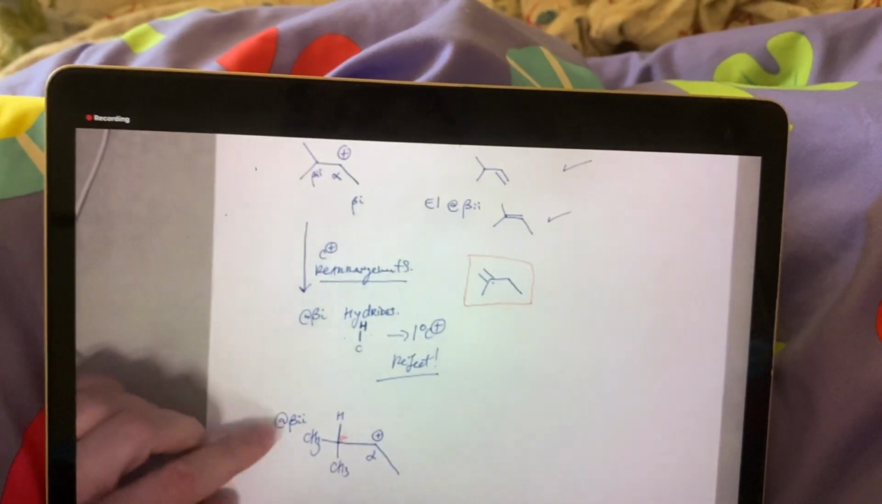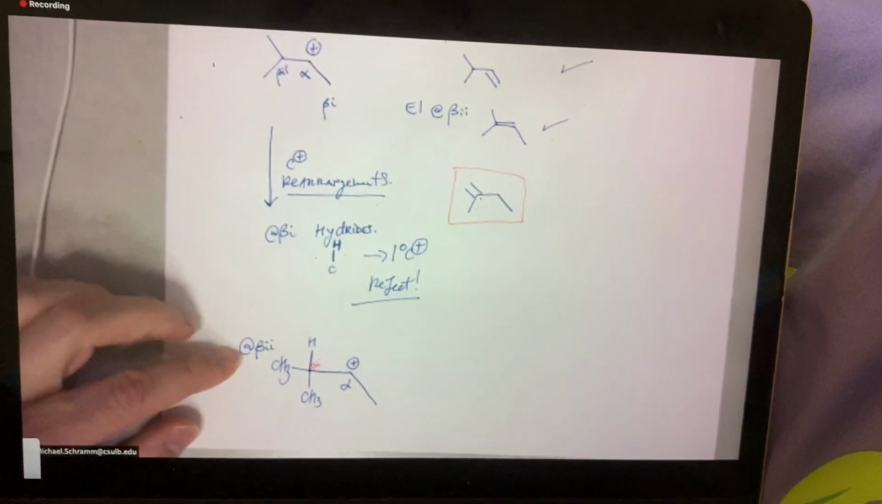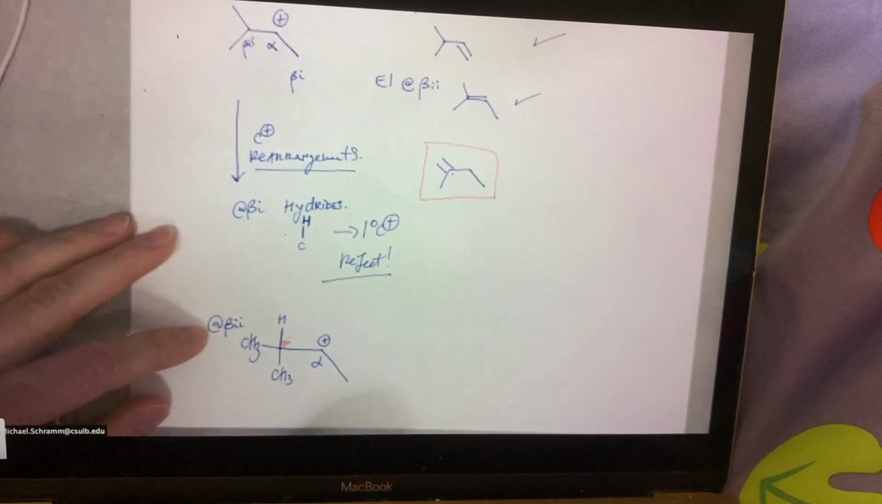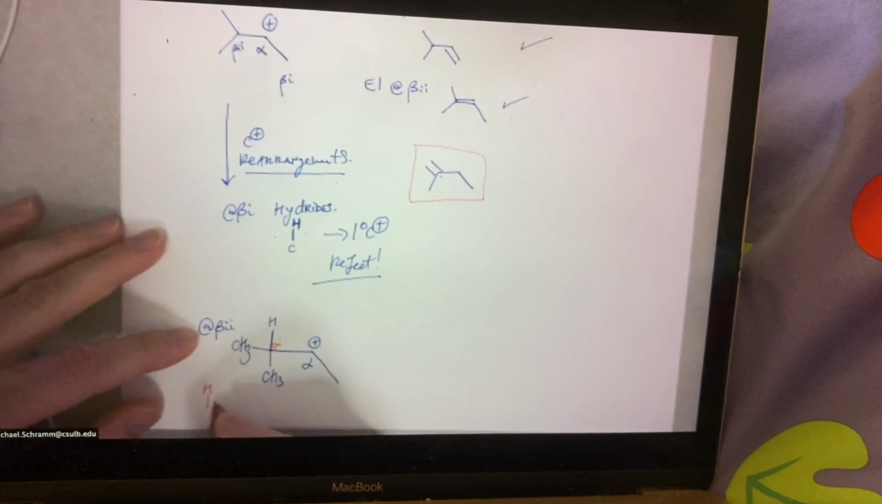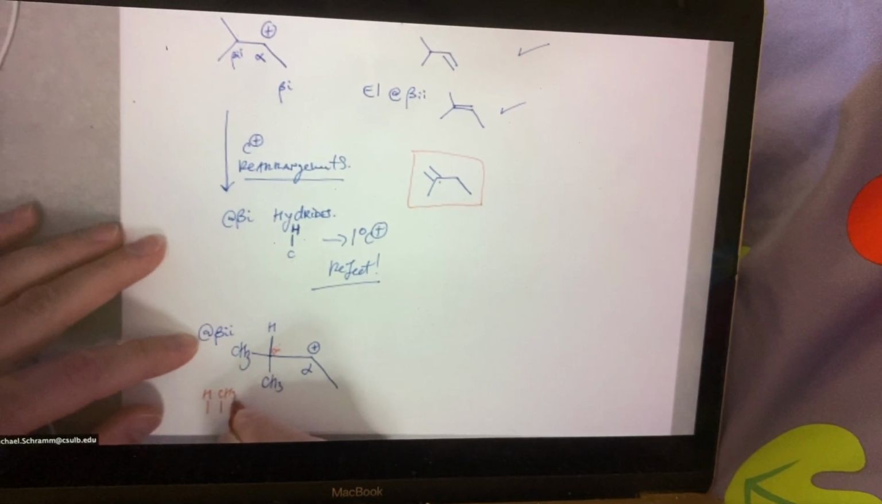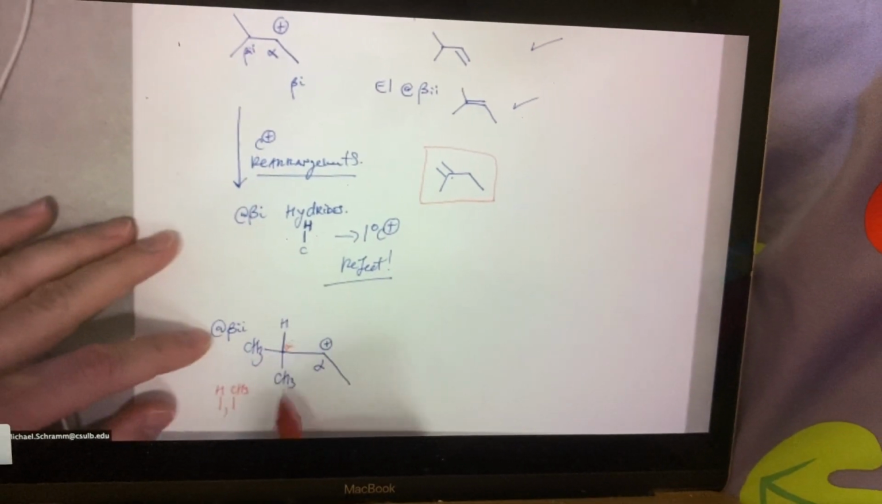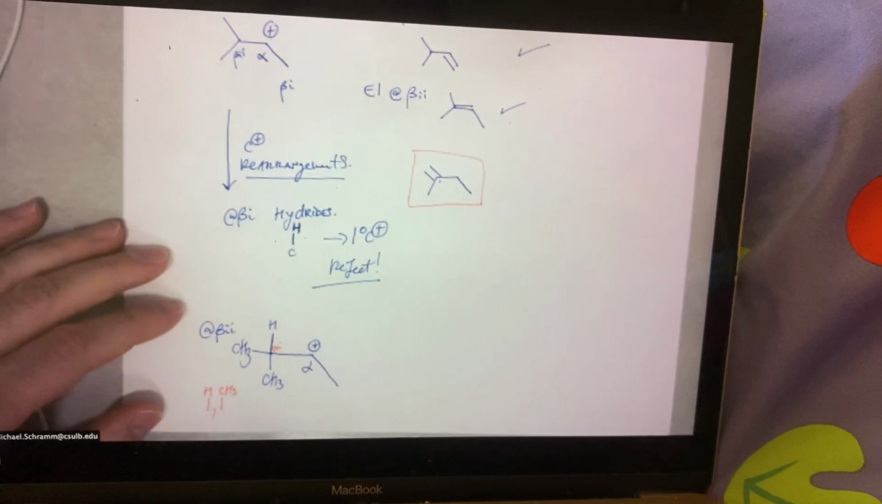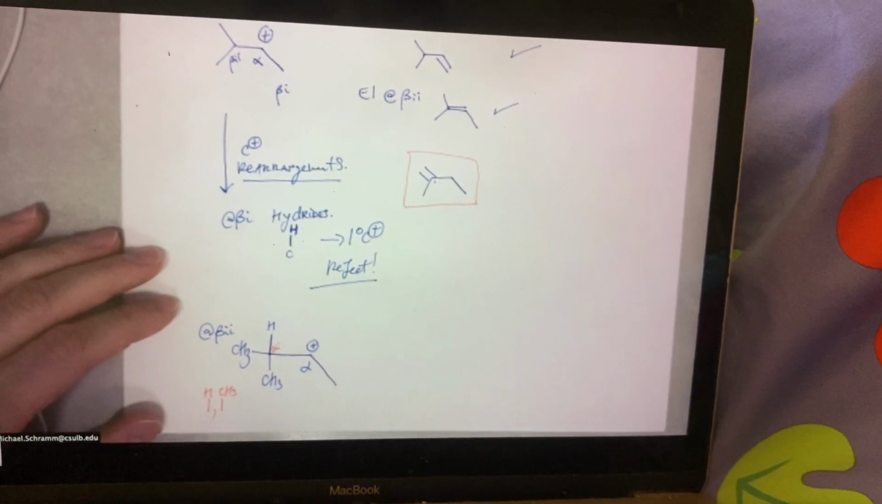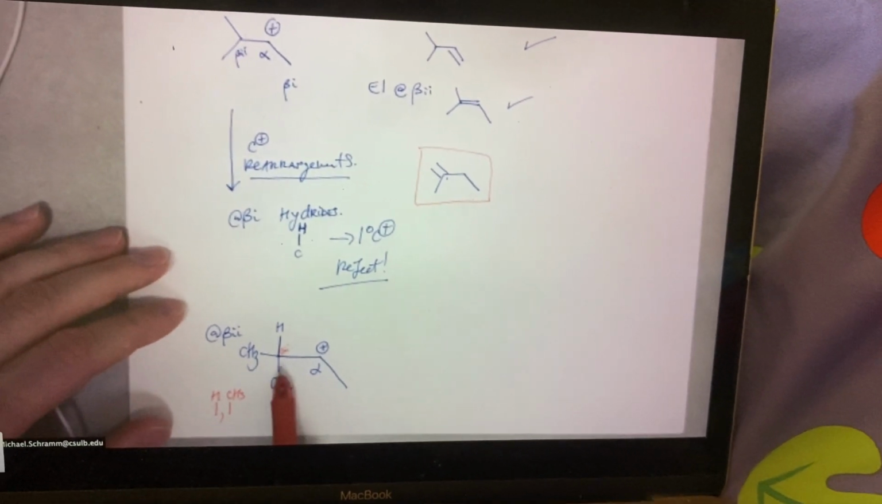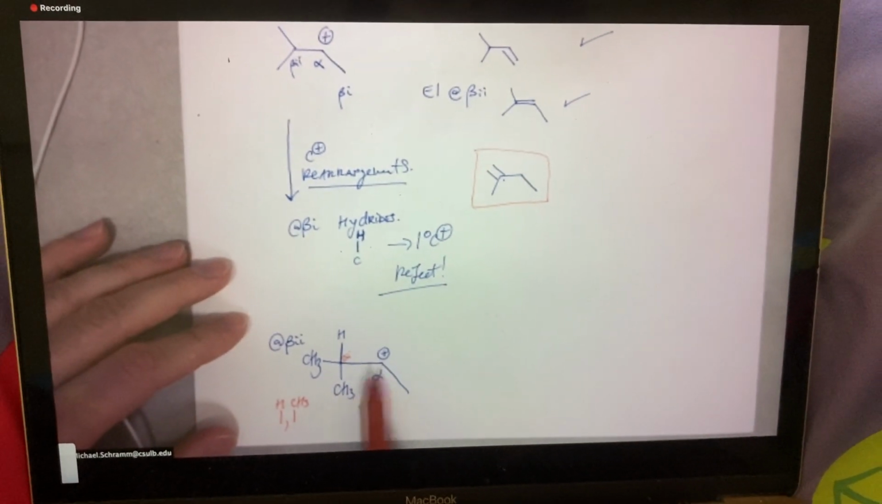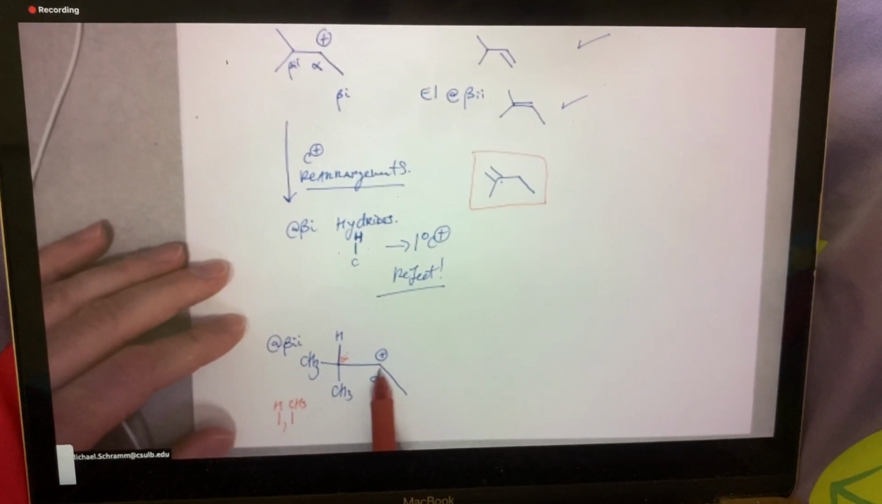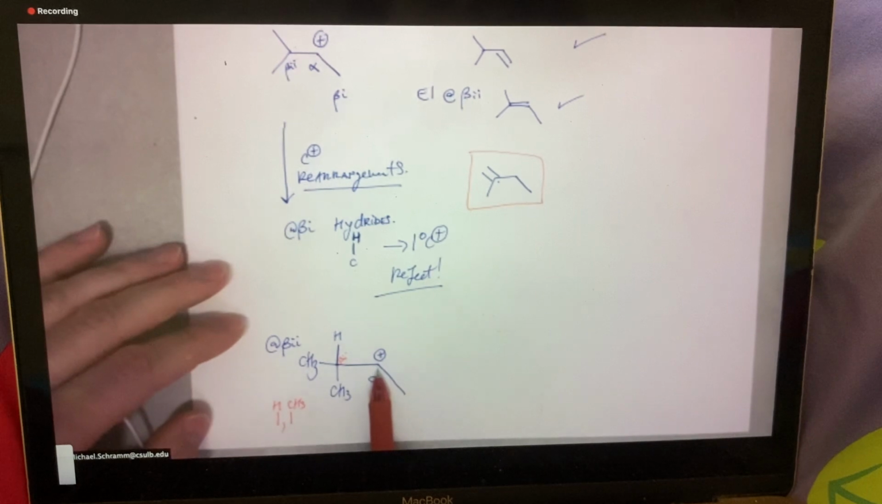The beta 2 position is a little bit more confounding. There's two different groups at the beta 2 position. We have a hydride and we have two methyl groups. These are the two groups we could move. In the last example, we moved a methyl group. We could move a methyl group here. If we move a methyl group from here to here, you might try that. Do we make a better carbocation?